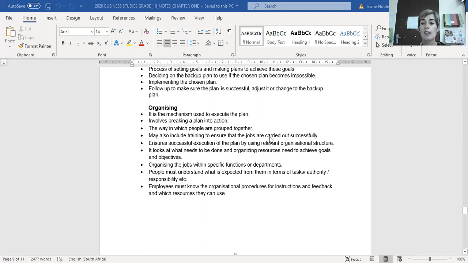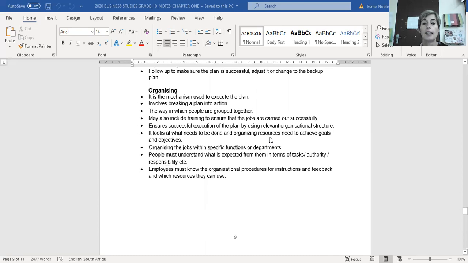Then the next task is organizing. Organizing is the mechanism used to execute the plan. It involves breaking a plan into action, the way in which people are grouped together, and may also include training to ensure that the jobs are carried out successfully. It ensures successful execution of the plan by using the relevant organizational structure.